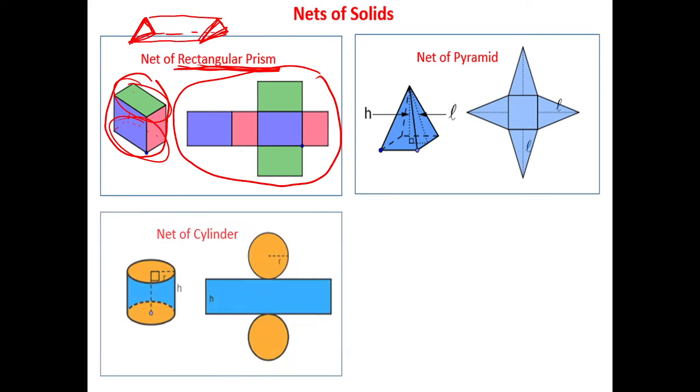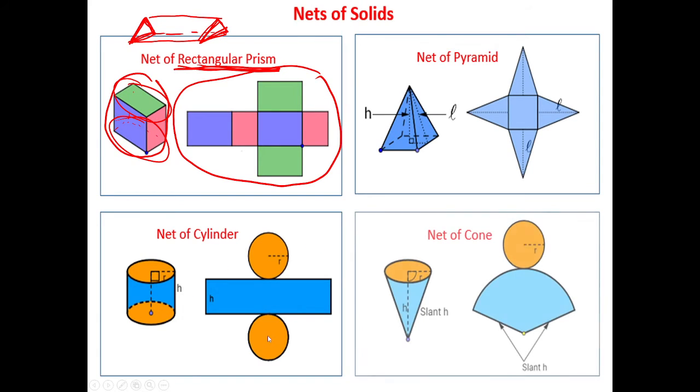Okay? This one is the net for a cylinder. We have here a cylinder and this is the net of the cylinder. This one is the net of a cone. So, as you can see, if you fold this one, you can make a rectangular prism. If you fold this one, you will be making this pyramid.